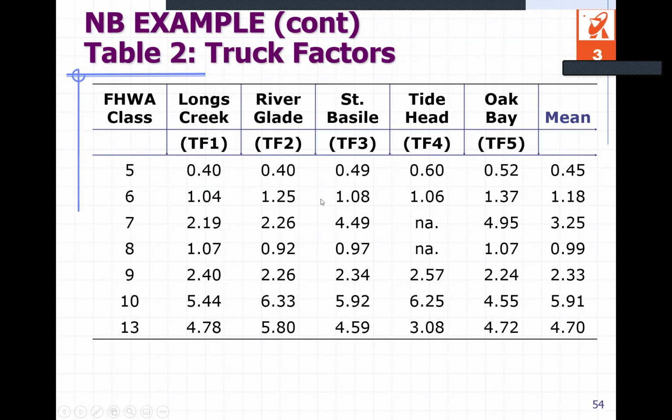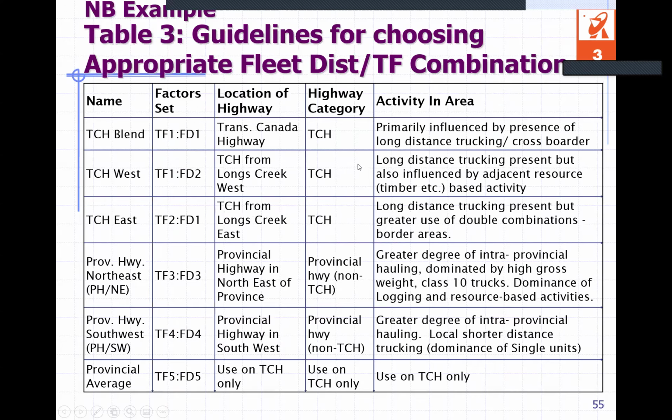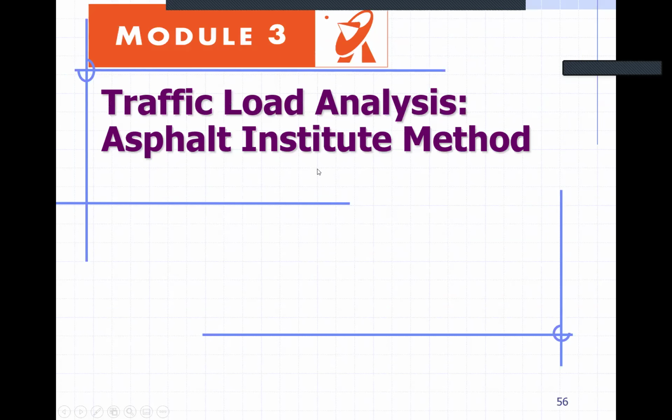So if you work or end up working for a municipality or a province or a state, try to ask for the truck factors that they have calculated in different sites where they have the weight in motion technology. And then they mix the sites to do some pavement design. There will be some guidelines on how to choose, depending on the type of facility and highway you are trying to design.